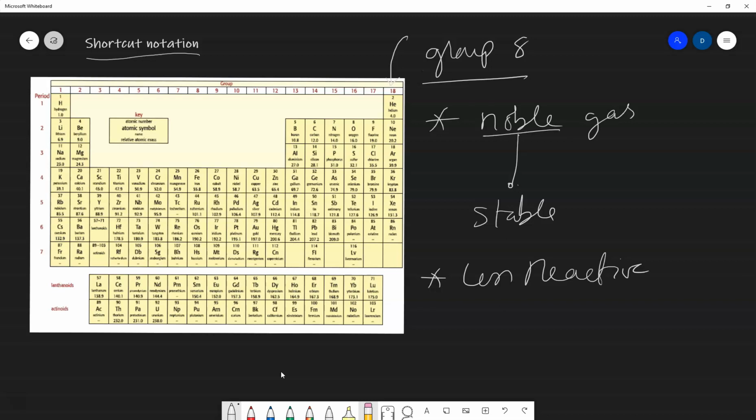Stable means they've got a complete outer shell. I'm using this word, outer shell. The outer shell is complete. It's full. They don't have any free space to accommodate any electrons. In any chemical reaction, there's always a transfer of electrons. That's what a chemical reaction is all about. So something is happening with the electrons.